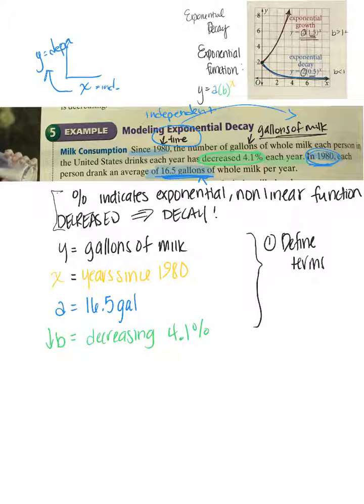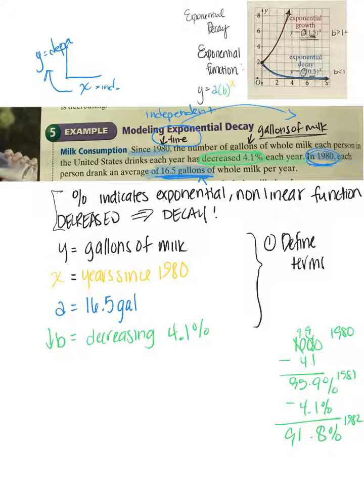All right, so if we think about this in terms of a percentage, in 1980, I have 100%. I have 16.5 gallons. In 1981, it's going to go down. What percentage is it from 1980? Well, if it's decreasing by 4.1, then the amount in 1981 is going to be, hopefully you got 95.9%. And the next year, it's going to go down another 4.1%. So this is 1981, this is 1980. In 1982, it goes down to 91.8% from my original amount.